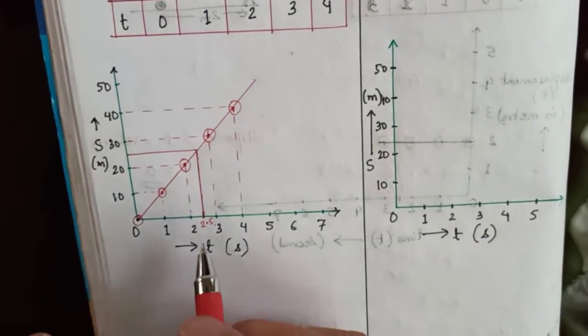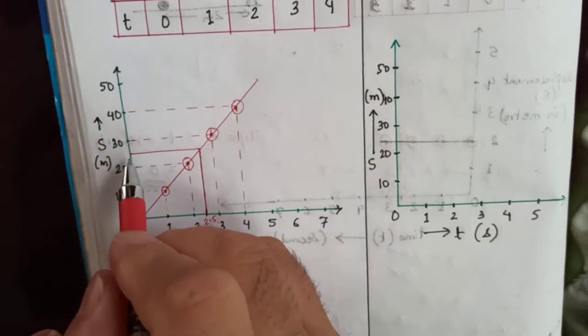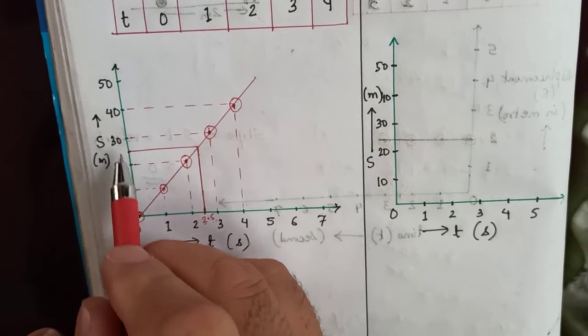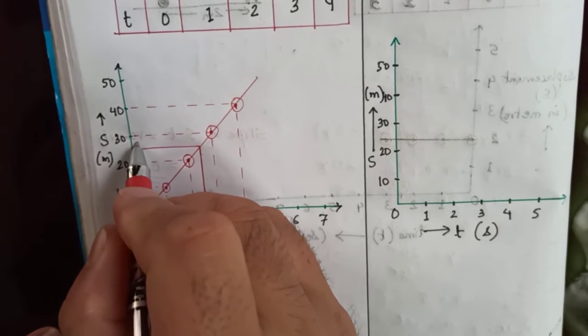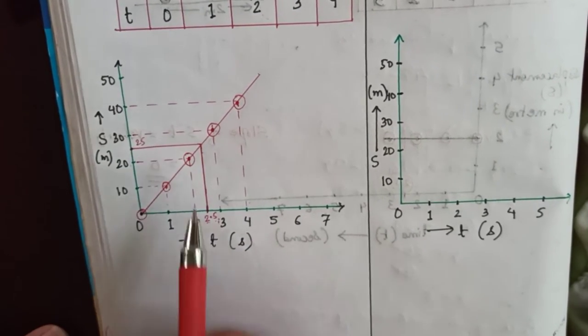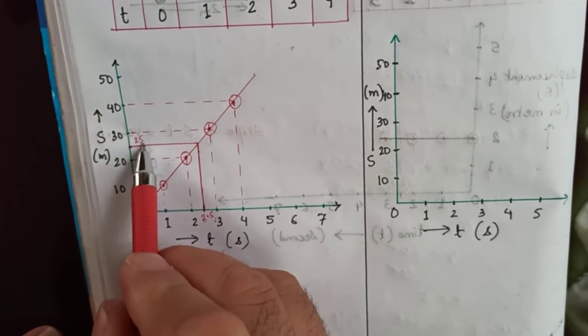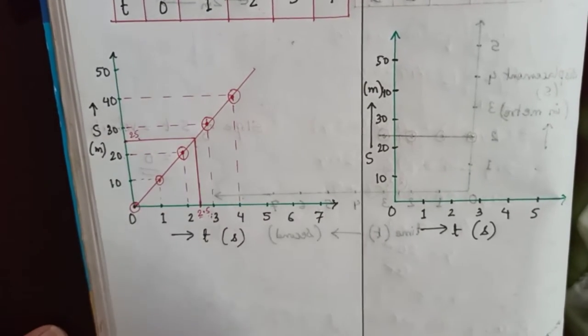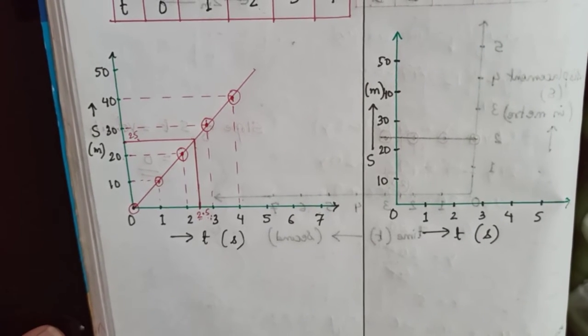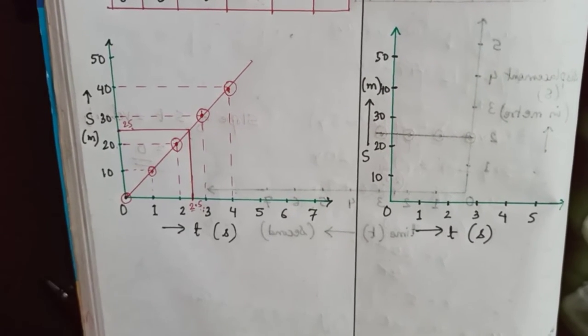So that means after 2.5 seconds, this is the displacement of the body. This is exactly in between 20 and 30, which means this value is 25 meter. That means after 2.5 seconds, the displacement of the body will be 25 meter. So likewise, you can also calculate the displacement after different instant of time. The second thing we can calculate is the velocity of the body.